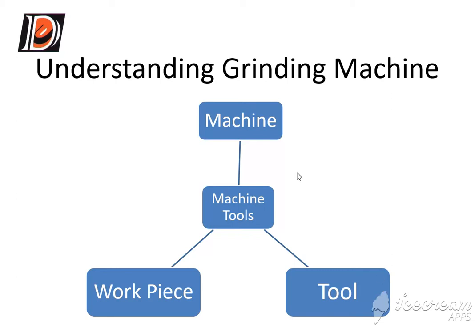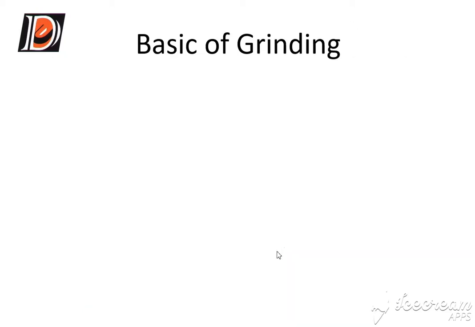In the same way, the grinding machine is a machine in which we are going to remove a very small amount of material from the workpiece, and that workpiece might be stationary, reciprocating or rotating. And we have the grinding wheel in terms of the tool. So the tool here is the grinding wheel. So grinding is one kind of machine tool.